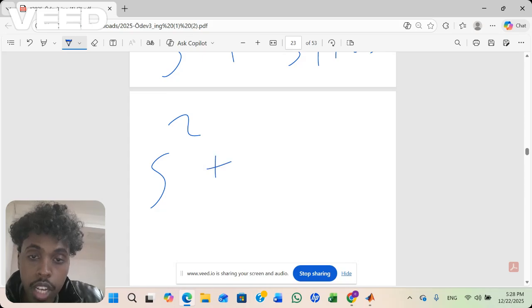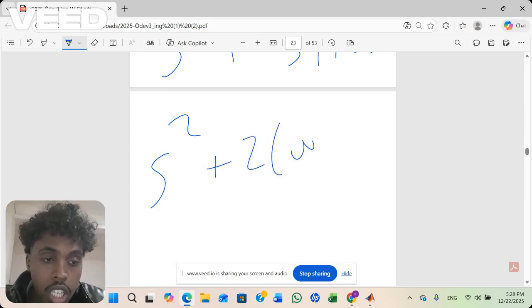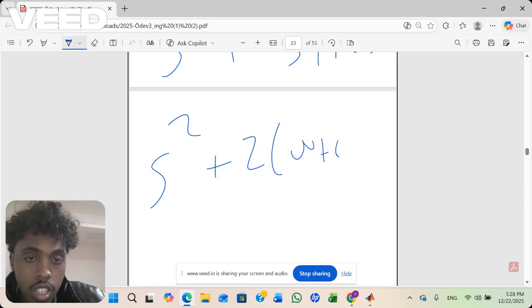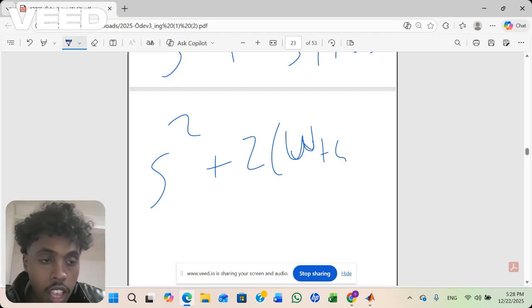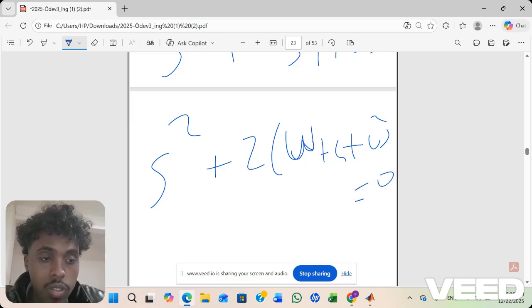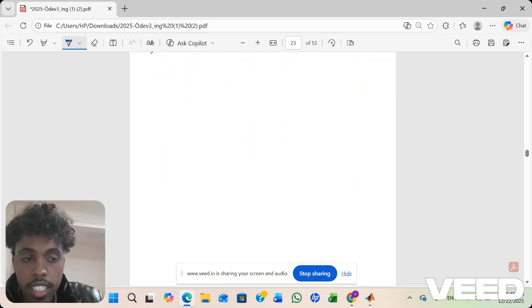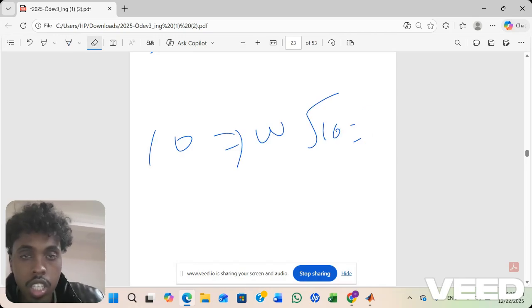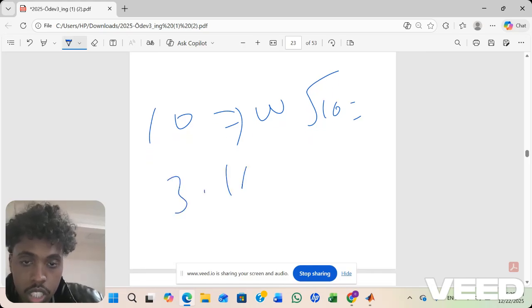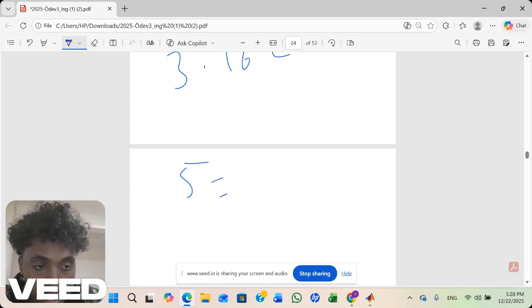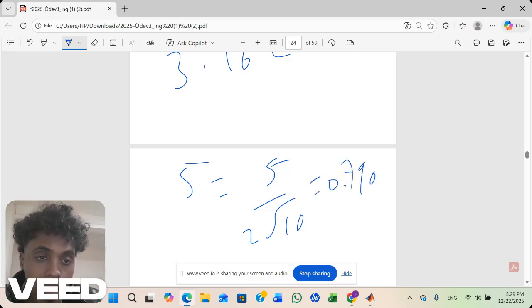So we will compare with the standard second order form, s squared plus 2 zeta omega n s plus omega n squared equals 0. So right now omega n is radical 10, it is 3.162, and the other one, zeta, is 5 over 2 radical 10, equal to 0.7906.